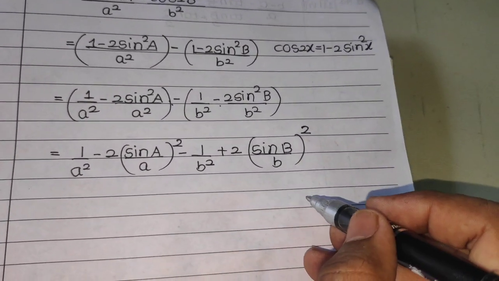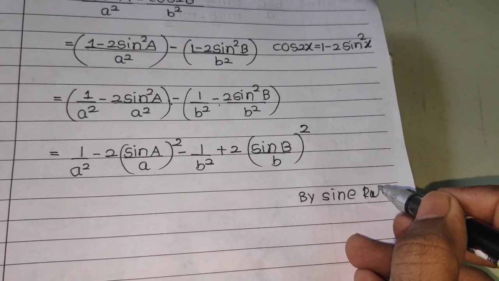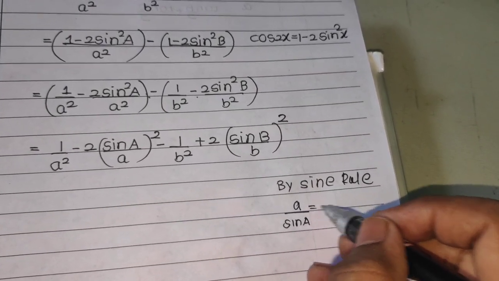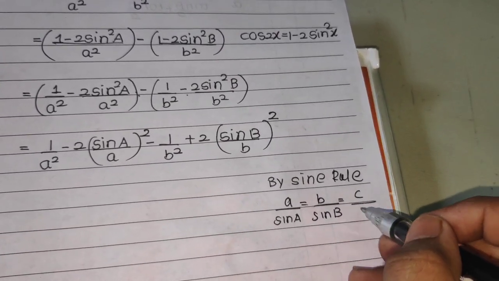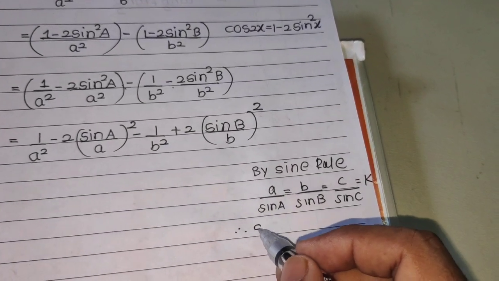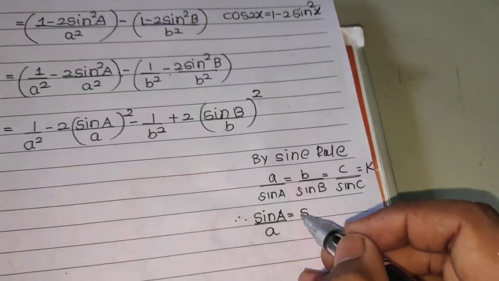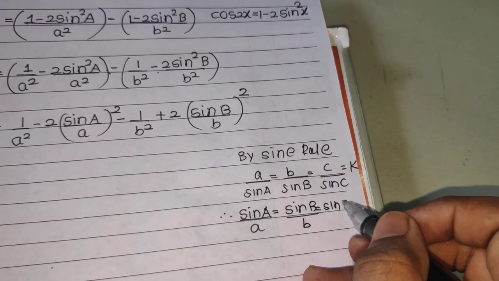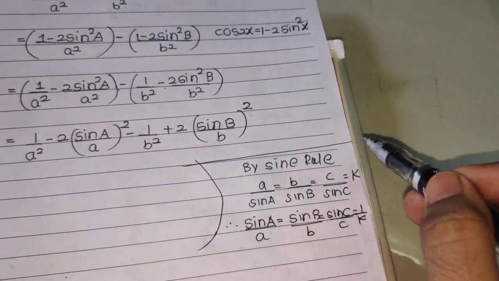Now before going ahead, let's talk about the sine rule. a upon sin A equals b upon sin B equals c upon sin C. Let us take, for purpose of solving, this as k. So this shows sin A upon a equals sin B upon b equals sin C upon c, which is say 1 upon k. So I'll be using this rule over here for solving purpose.